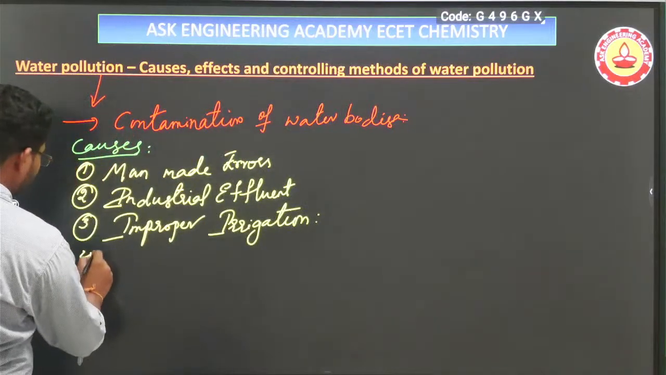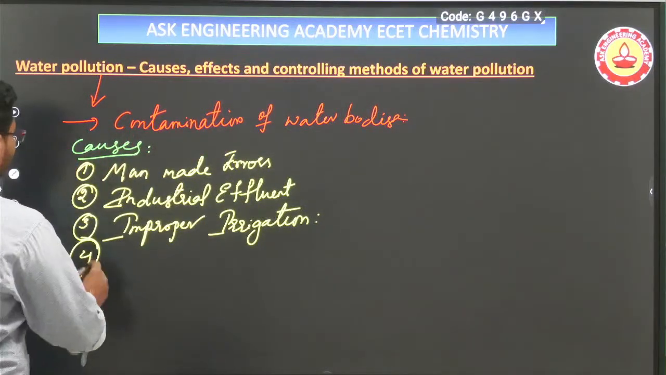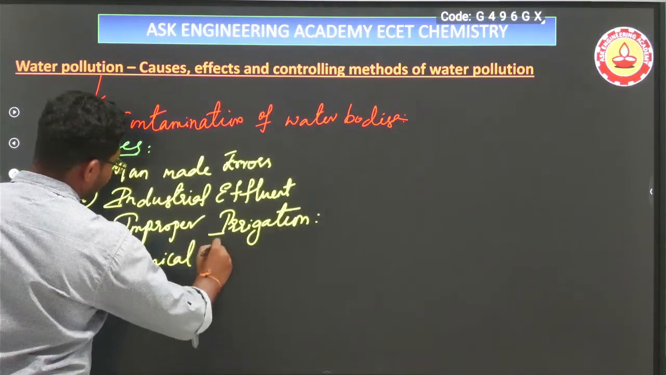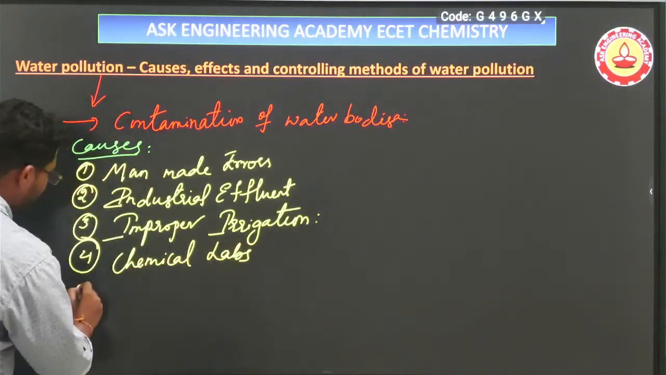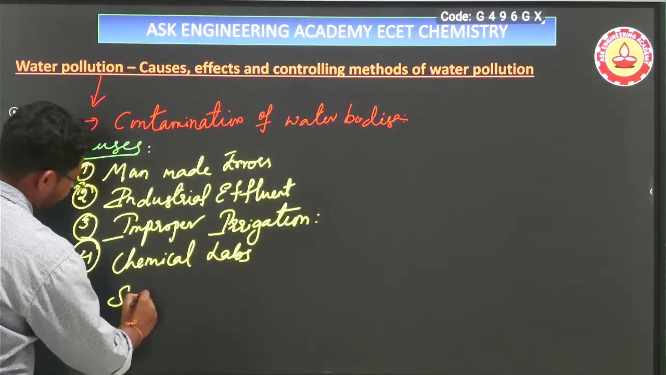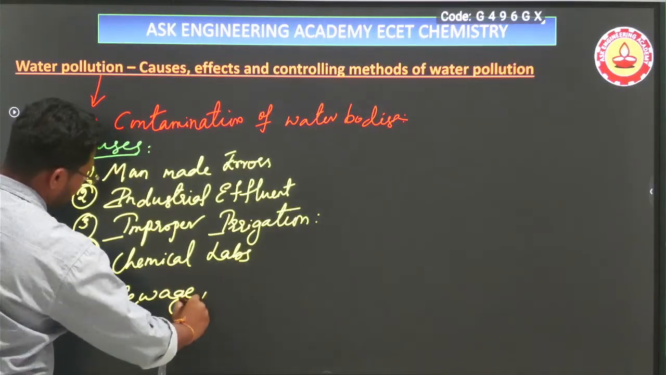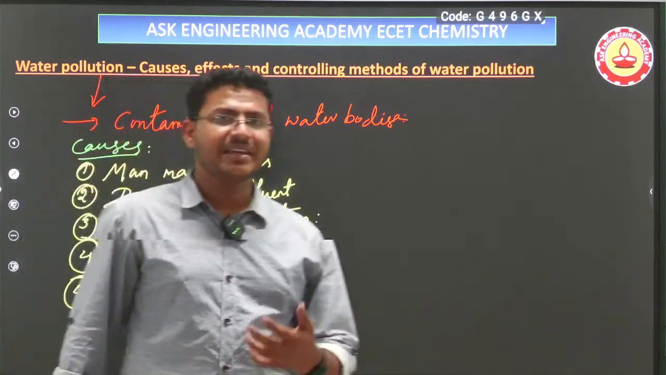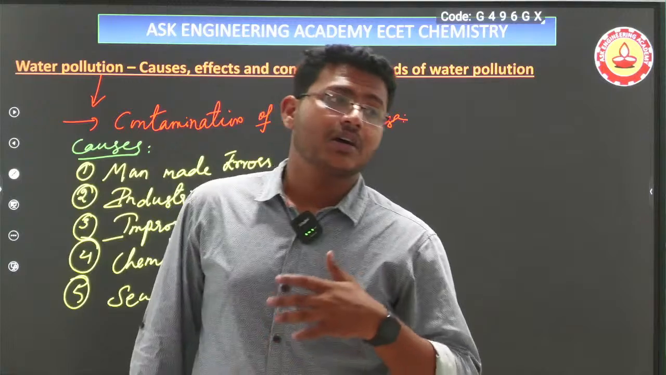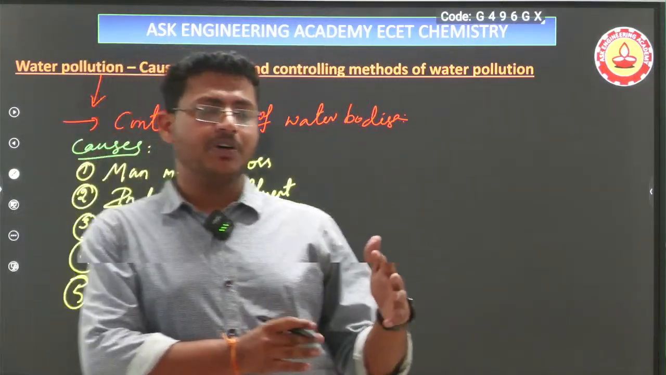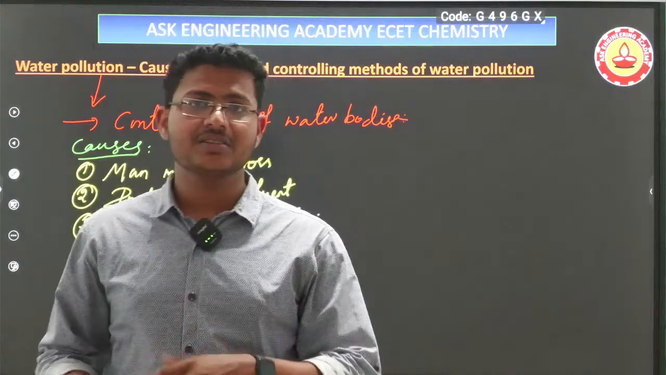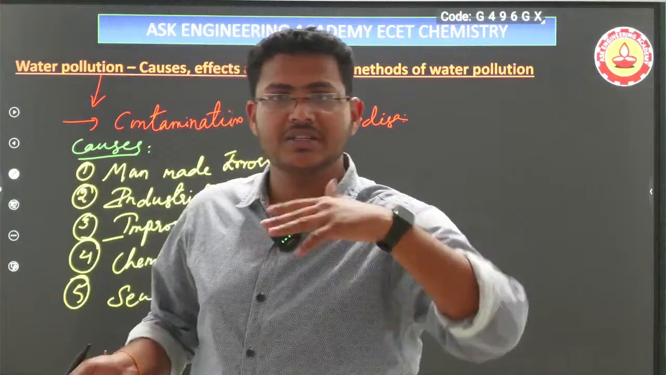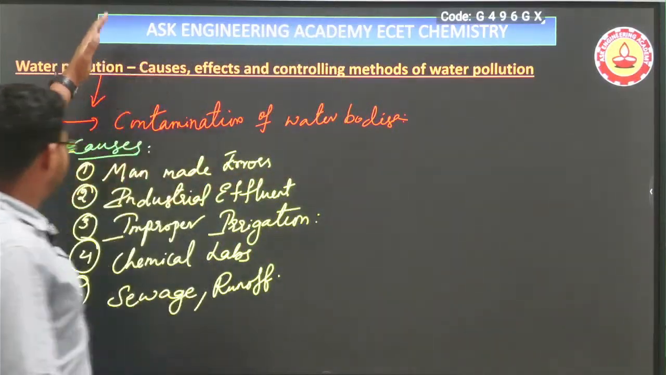And fourth one, chemical labs. And fifth one, sewage or runoffs. Generally sewage is there in everybody's waste-producing activities. Without any authorization, without any proper implementation of any kind of guidelines, suddenly we are allowing all those wastewater into the water bodies, such that water bodies can get disturbed. And these are the different causes of water pollution.